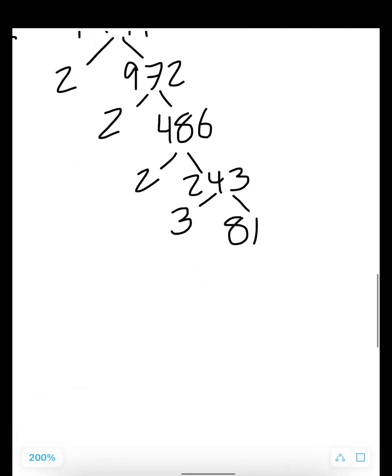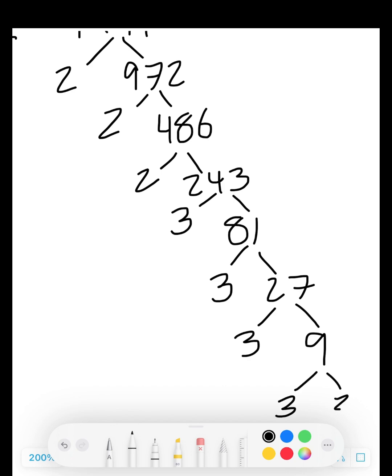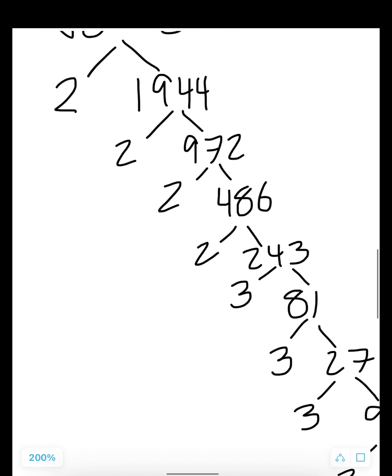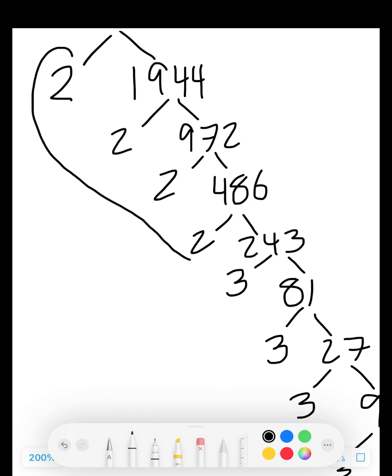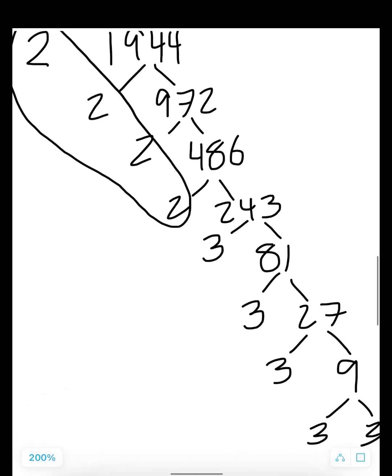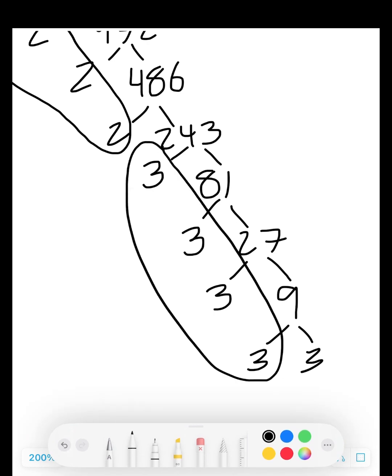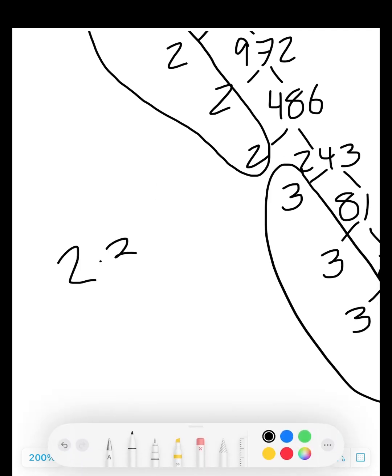Move a little bit down here. 81 is 3 times 27. 27 is 3 times 9, and finally 9 is 3 times 3. Now this one is a fourth root, so instead of looking at pairs, we want to find a group of 4. And there are 4 2's here: 1, 2, 3, 4. And there are 5 3's, so I can take out 4 of them, and 1 is going to be left inside. So here we have 2 times 3 times the fourth root of 3.